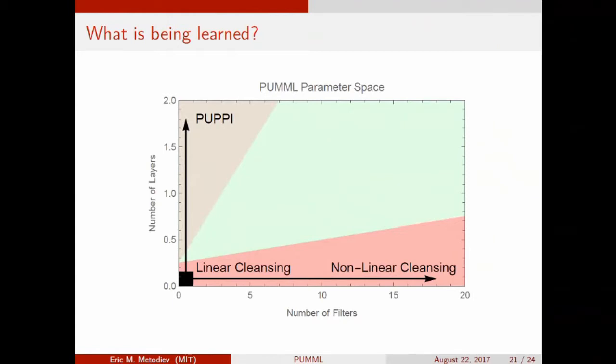And at least this is how I think about the parameter space. With low layers and a low number of filters, you have linear cleansing. You get Gaussian cleansing and nonlinear cleansing as you increase the filter complexity. And as you increase the number of layers, you increase the causal cone of each neutral pixel, so you can encapsulate PUPPI. And this regime in the middle is the parameter space we explored in our algorithm.